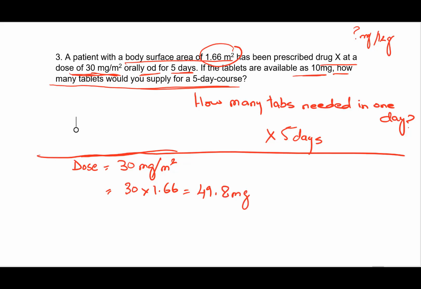And the tablets, I know already that they're available as 10 milligrams. So for the sake of simplicity, let's round it up to 50 milligrams, so that the patient will need 5 tablets in one dose, because that's an oral dose once daily. So per day, the patient will need 50 milligrams or 5 tablets. For 5 days, we just need to multiply it by 5.